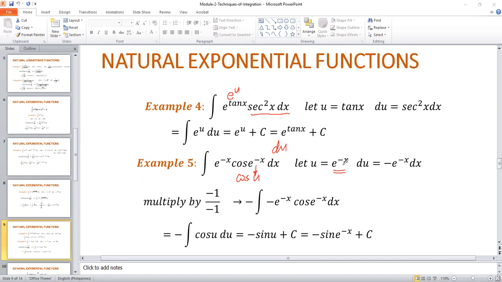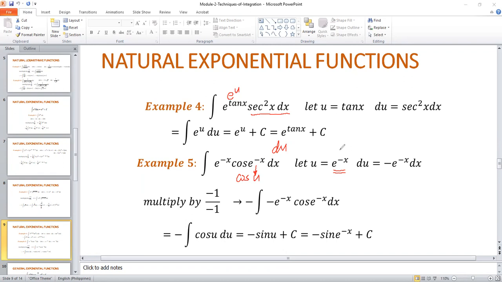What is the derivative of this? It should be complete. The derivative of the u of your cosine should be multiplied to it so that you can have the integral of cosine of u, which is sine u. So let's check. What's the derivative of e raised to minus x, which is the u of your cosine? That's negative e raised to minus x dx. Derivative of e raised to u is e raised to u du.